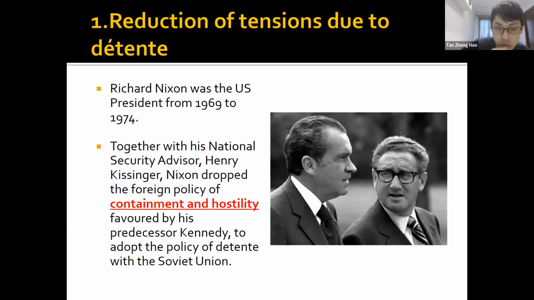One of the reasons why the tension was reduced was because the successor to Kennedy after the Cuban Missile Crisis was very aggressive towards the Soviet Union, willing to play nuclear weapons to be tough on their opponents. But his successor, President Nixon, abandoned this sort of hostile policy and decided it's not worth it to be so hostile and unfriendly to the Soviet Union. So he dropped the containment policy and decided to build relations.